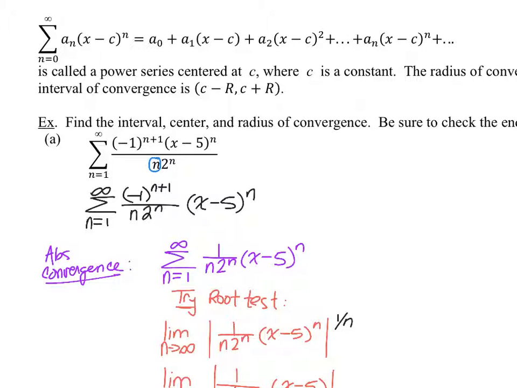Anyway, negative 1 to the n plus 1. That doesn't have an x in it, so I don't have to worry about that. n over 2 to the nth, I don't have to worry about that. It's this guy over here.